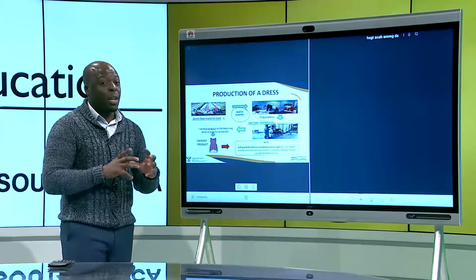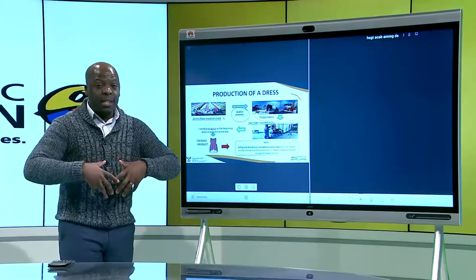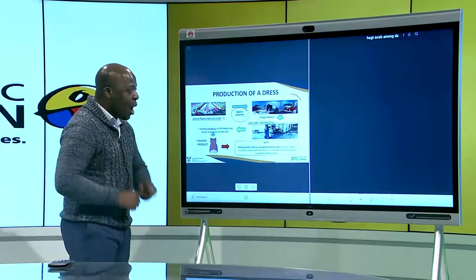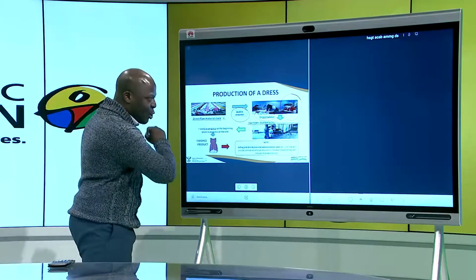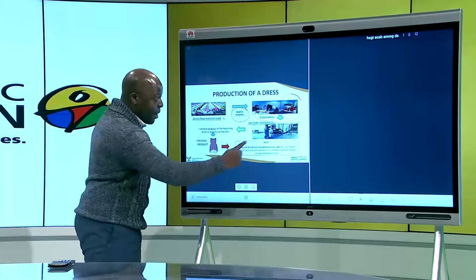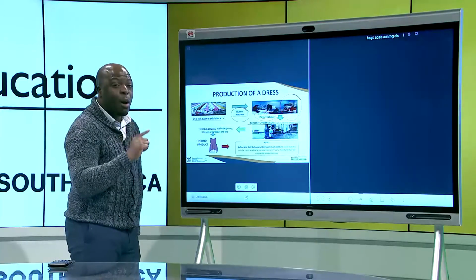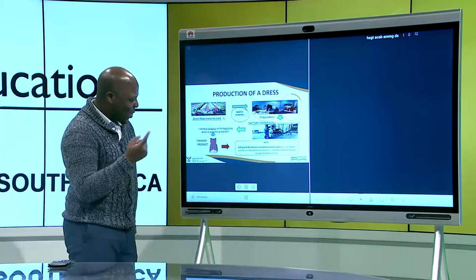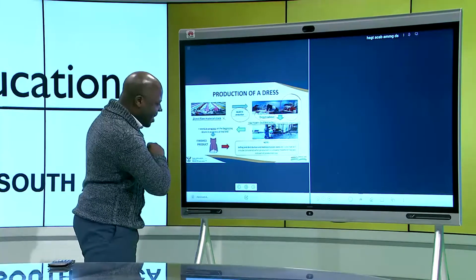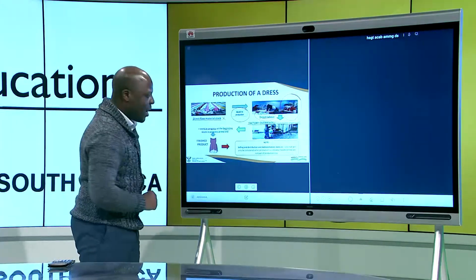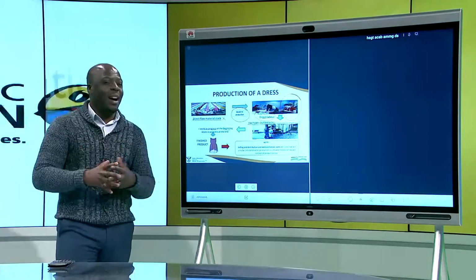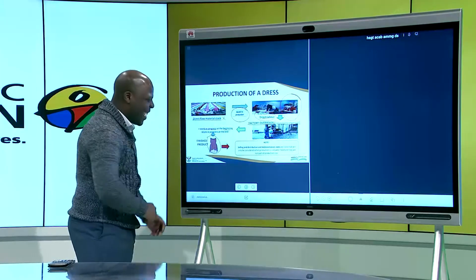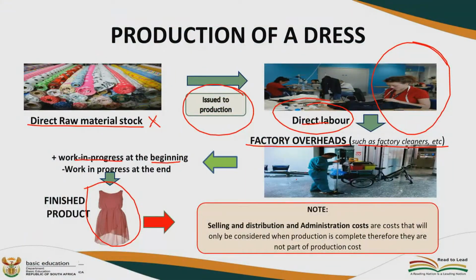All right? So work in progress or work in process is units which we are producing but are not yet completely finished. So remember now, we have said direct raw materials, direct labor, factory overheads. Then remember we had work in process right at the beginning. So we're going to add our work in process at the beginning, then subtract work in process at the end. When all this is done, boys and girls, we will now have our beautiful finished dress. We call it a finished product.